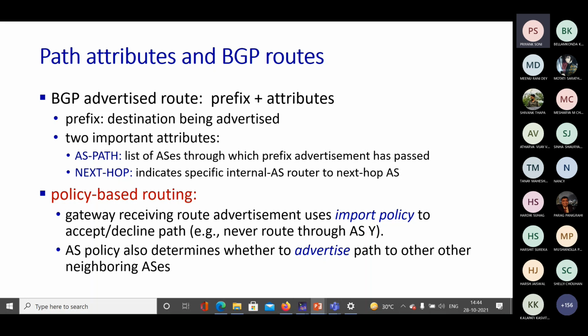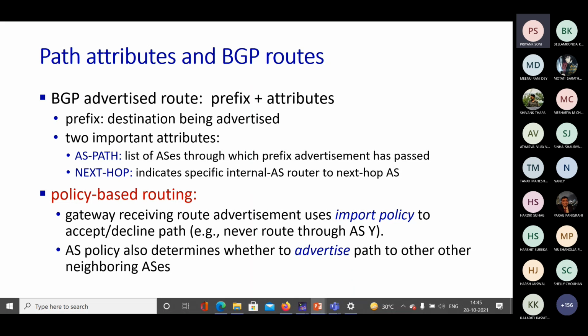Next is AS policy, which determines whether to advertise the path to other neighboring ASs. Policy-based routing is nothing but taking a decision depending upon what information you are getting through the advertisements that are being transferred to a given AS. For example, if the gateway receives a given route advertisement, it has to take this decision, whether it can accept the given path or decline it.